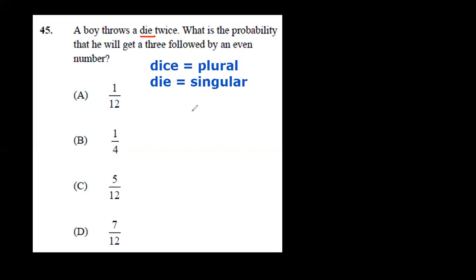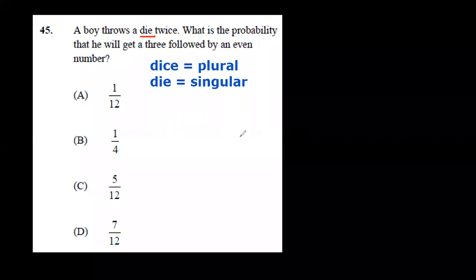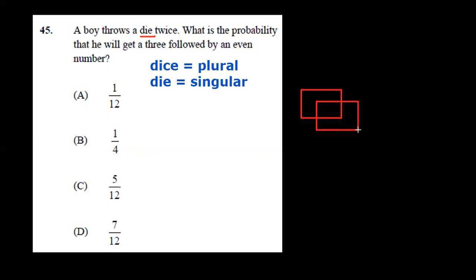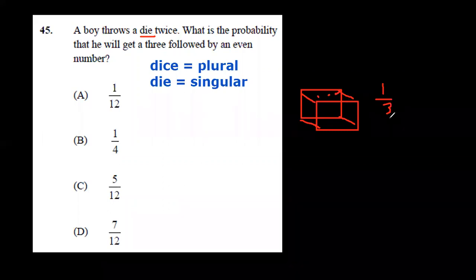So probability is the likelihood of something happening. He gets a 3. What is the probability of him getting a 3? How many 3s are there? This is a die here. It's usually a cuboid with 6 sides, so one side is going to be a 3. There's only one 3 out of 6 numbers.